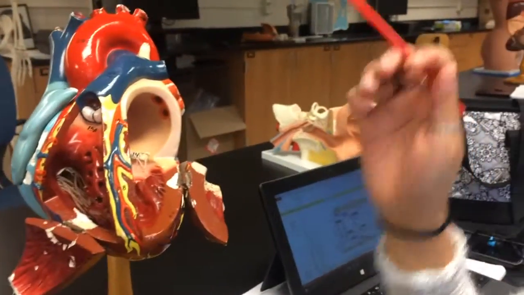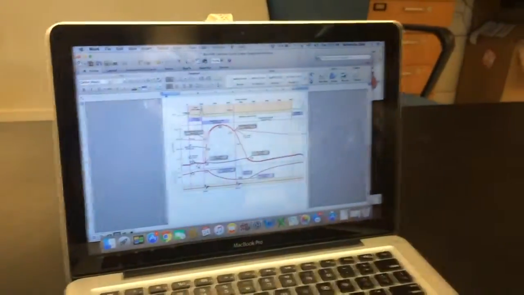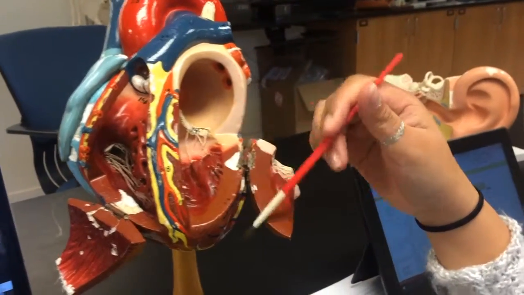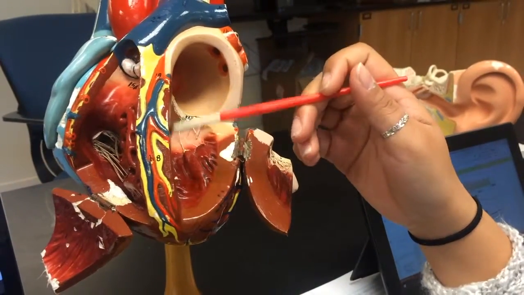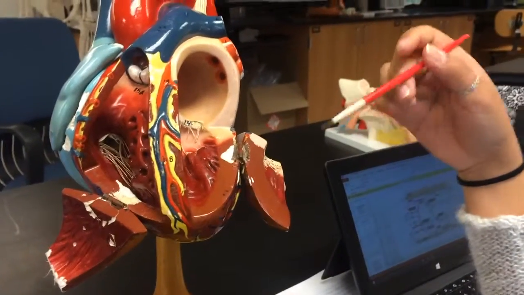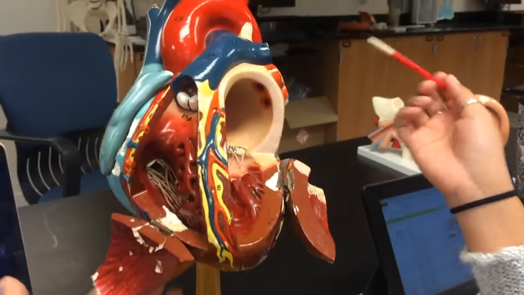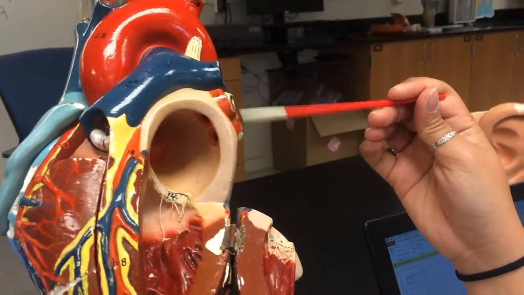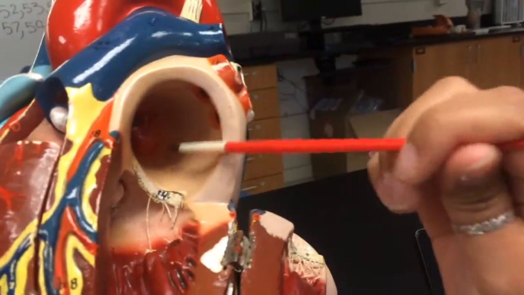Okay, so the graph is talking about the left side of the heart, and we know this because it is more muscular, since the blood goes through the rest of the body, so it has to be more muscular to be able to pump all the blood out. Okay. So the blood comes in through the pulmonary veins into the left atrium.